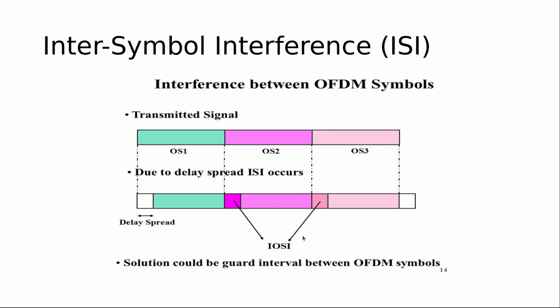So how to overcome this? This can be overcome by inserting the guard interval between the OFDM symbols. If we insert this much time in between two symbols, they will not overlap. Okay, that is the concept.